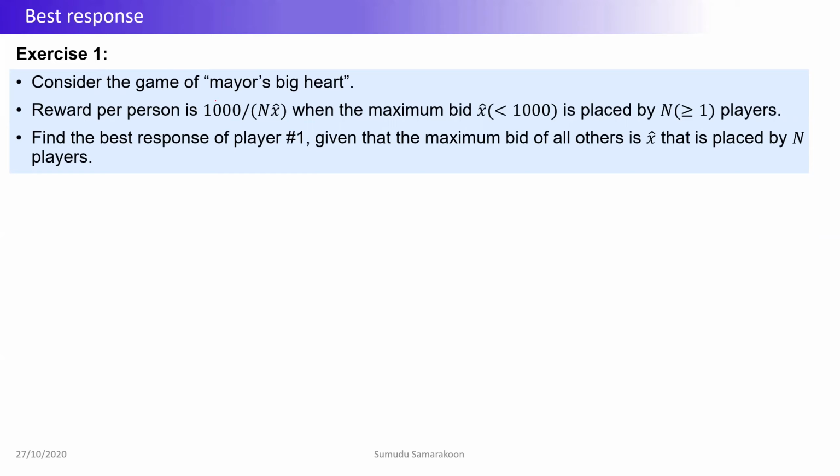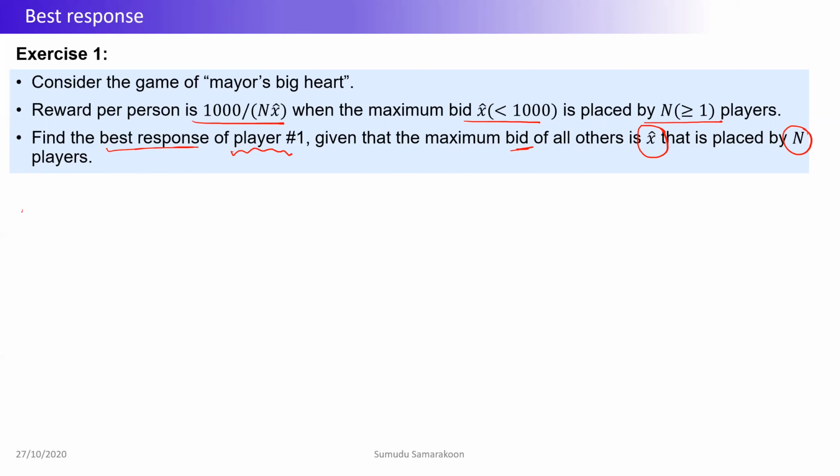So here we are going to go back to this Mayer's big heart problem. Just reminding, the reward per person is this, where the maximum bid is X hat and the number of winners are N, not the total players. Now the question is, in terms of player 1, what is the bid he has to place, knowing the maximum bid and the number of players that have played this bid. So he needs to find the best response.